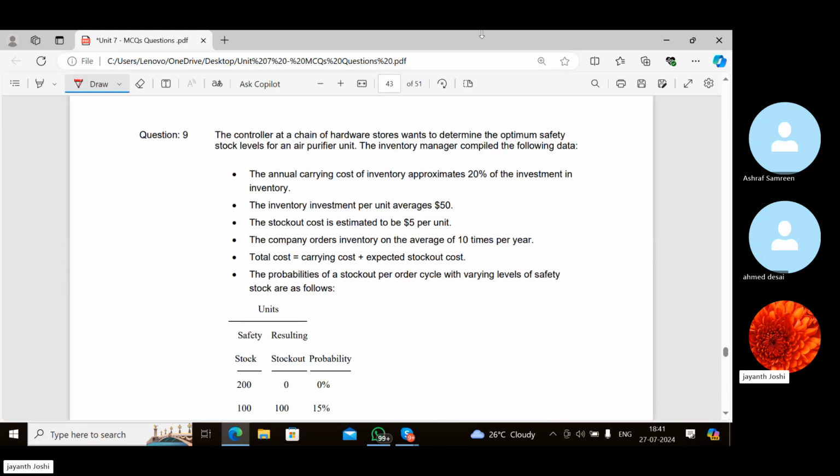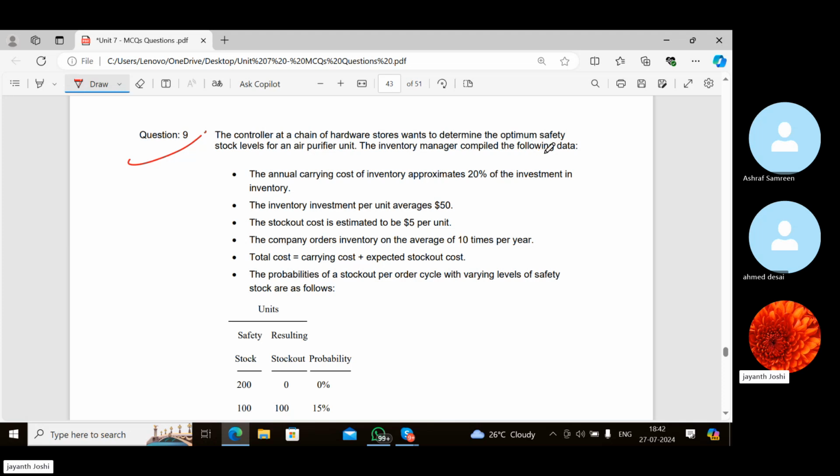Okay, do the 9th question. Involve yourself. The controller at a chain of hardware stores wants to determine the optimum safety stock levels for an air purifier unit. So there is a cost controller at a chain of hardware stores. He wants to determine the optimum safety stock levels. He wants to maintain a stock level. That means at that level, they always want to maintain the inventory. Below that, they don't want the inventory to go.